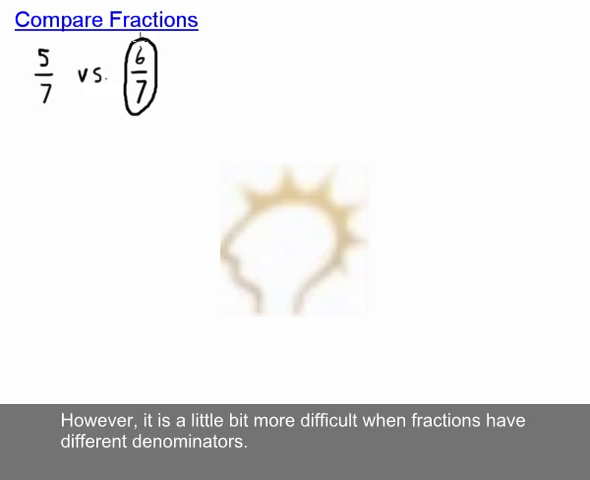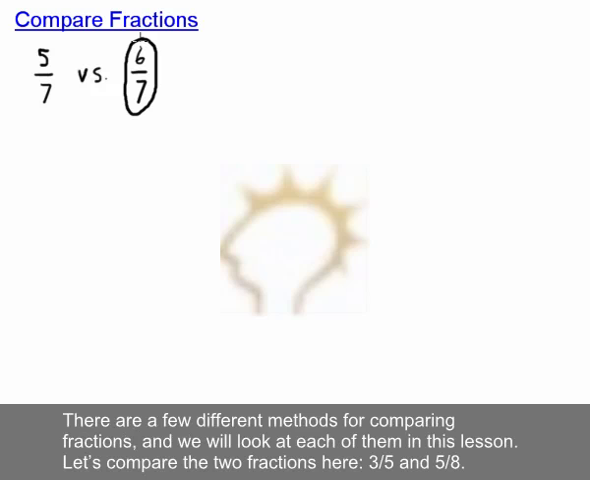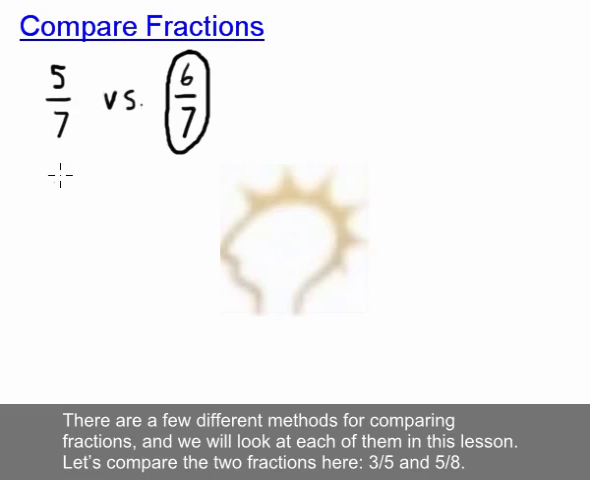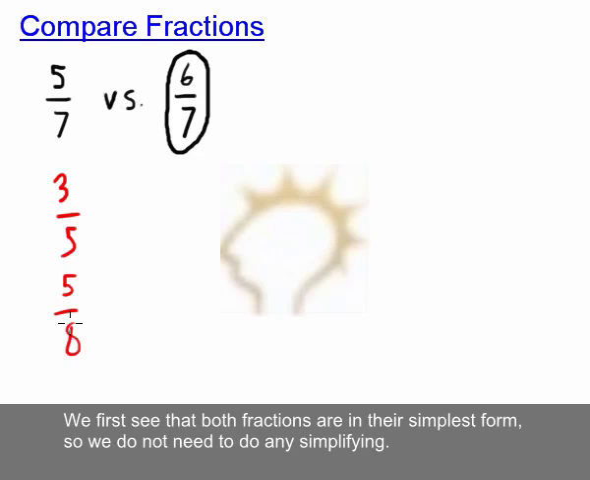However, it is a little bit more difficult when fractions have different denominators. There are a few different methods for comparing fractions, and we will look at each of them in this lesson. Let's compare the two fractions here, 3/5 and 5/8. We first see that both fractions are in their simplest form, so we do not need to do any simplifying.